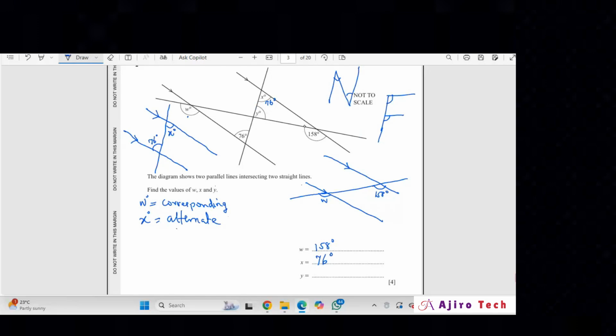So for me to find Y, if I get this angle, and you know this is a straight line. So for me to get this place now, we just need to do 180 minus 158. Sum of angle on a straight line. So if I get that small side there, from here to here, you just need to do 180 minus 158.